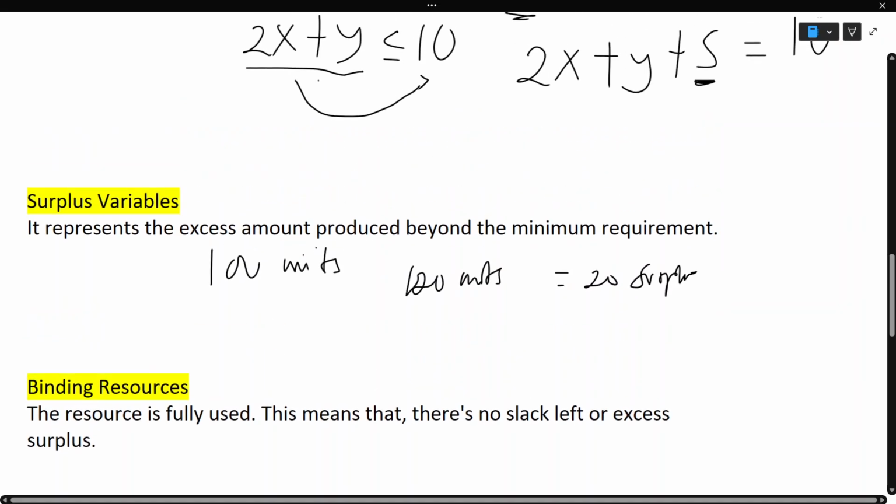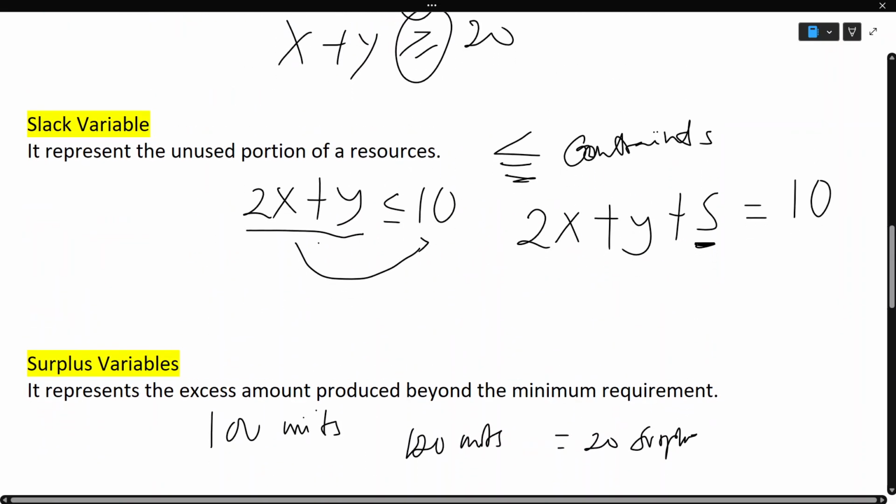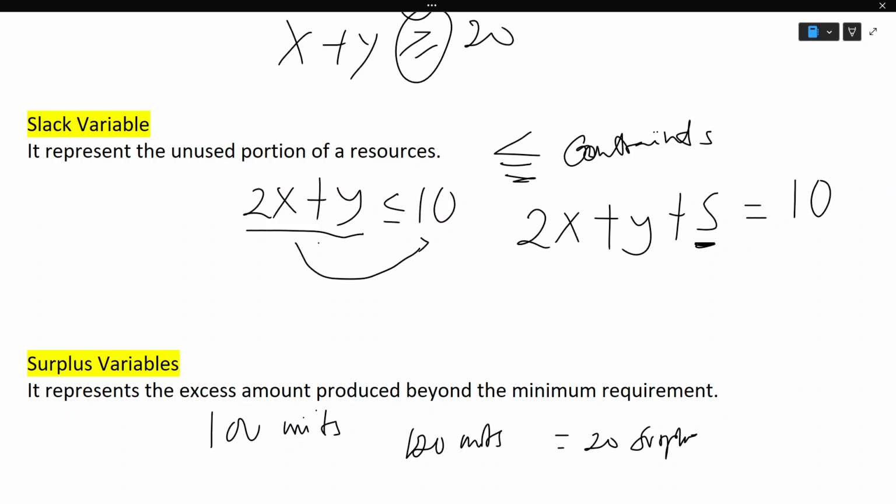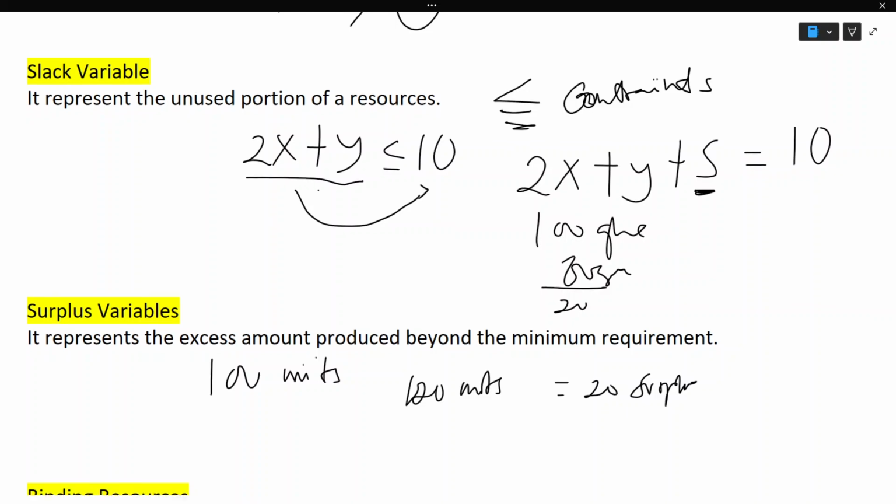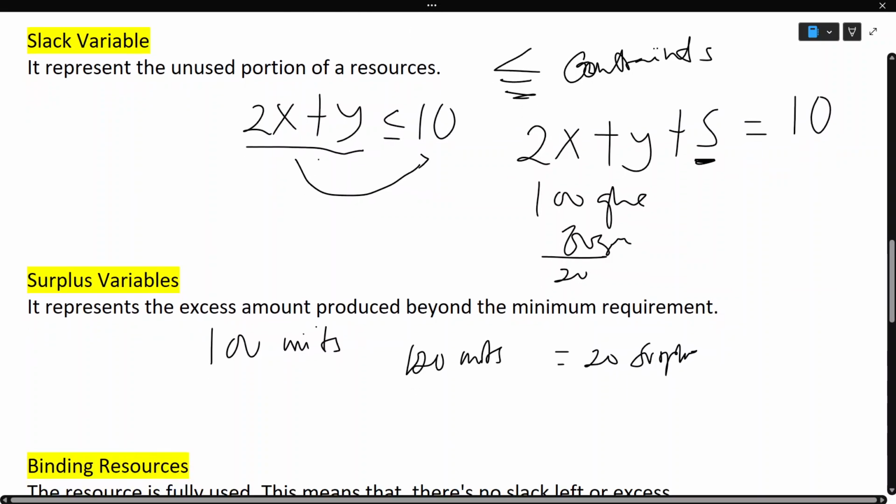Another typical example, under the slack variable, is when you have a budget. Let's say you budgeted to spend 100 Ghana cedis by the close of the week, and you end up spending 80 Ghana cedis, meaning there's an amount left, which is 20 Ghana cedis, the unused portion of your money or your resources. That 20 becomes the slack variable.